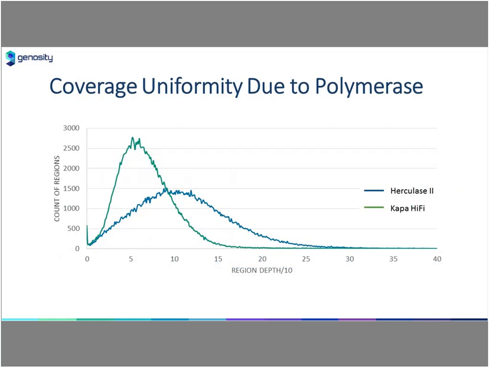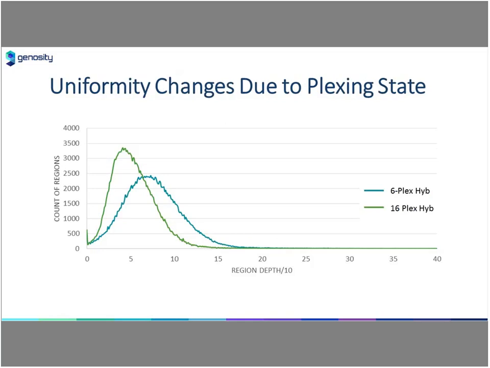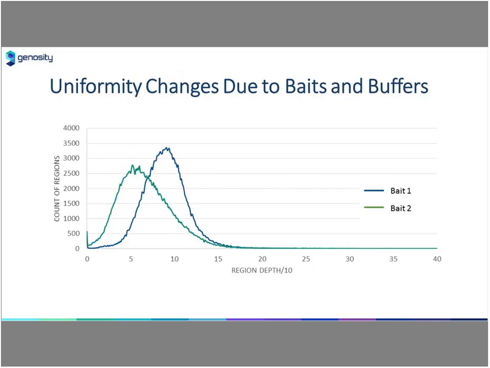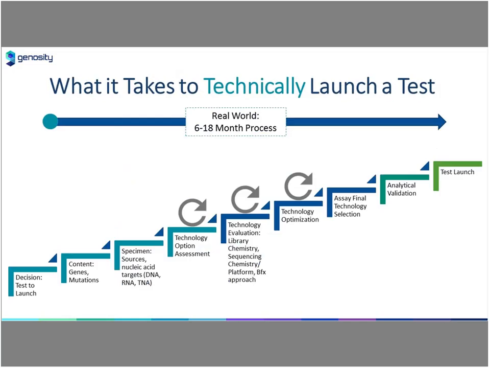This plot is the count, the number of regions that have a given depth of coverage, and on the x-axis, we've got the region depth divided by 10. What you can see is that with an enzyme like Kapa HiFi as opposed to Hercules 2, we get a very different distribution of coverages, so different uniformity. In the ideal world, every region would be covered equally well, so the tighter this distribution is, the better it is in terms of overall assay efficiency and performance. Here's some data where, based on the index, the number of samples you're plexing can also have impacts on uniformity. And then here's data where we're actually switching out who manufactured the baits.